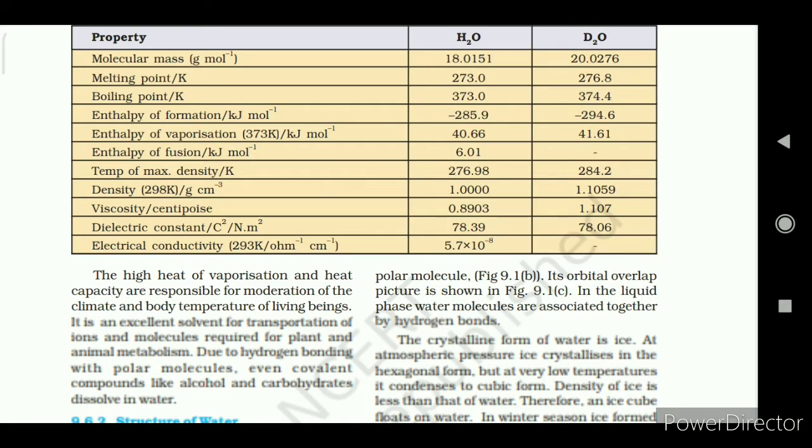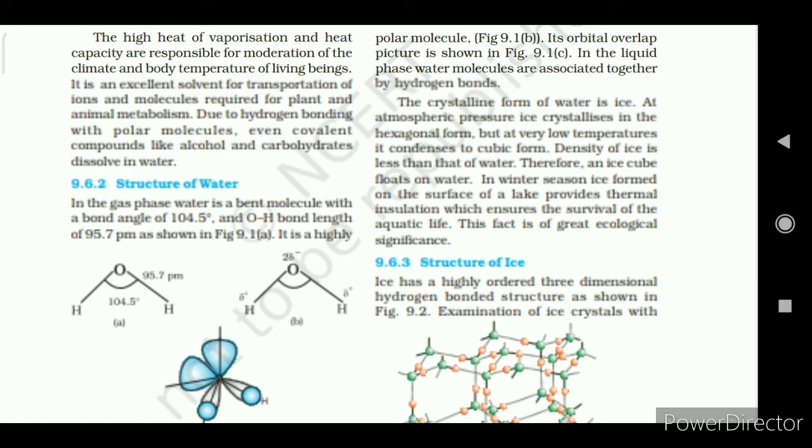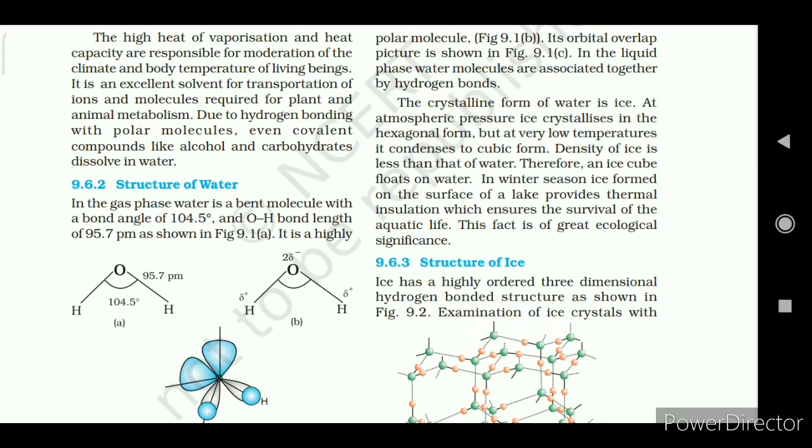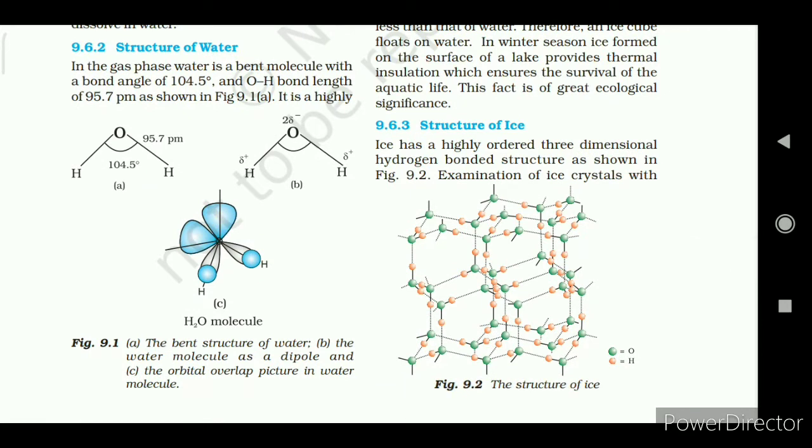In the liquid phase, water molecules are associated together by hydrogen bonds. The crystalline form of water is ice. At atmospheric pressure, ice crystallizes in hexagonal form, but at very low temperature, it condenses to cubic form. The density of ice is less than that of water. Therefore, an ice cube floats on water. In the winter season, ice formed on the surface of a lake provides thermal insulation which ensures the survival of aquatic life. This fact is of great ecological significance.